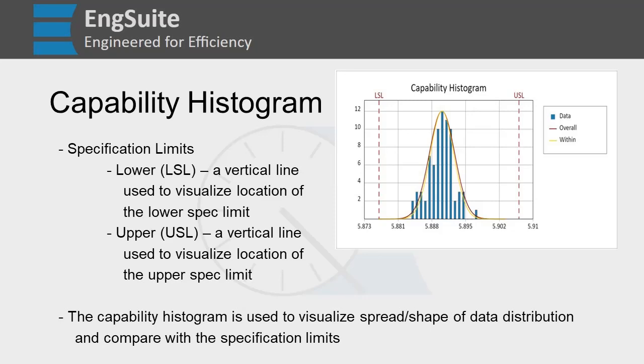This is incredibly important. Like I said, you don't really get anything quantitative out of it, but the qualitative insights are amazing. You can see where your data is actually falling in the process tolerance. Okay, so this is really to visualize the spread and shape of your data and compare it with your specification limits.